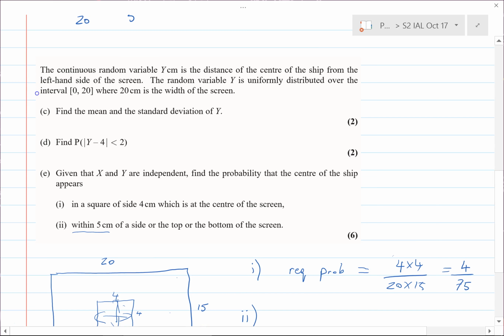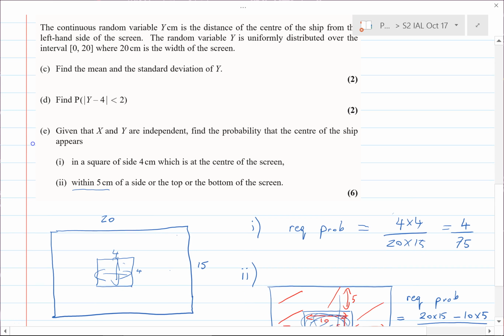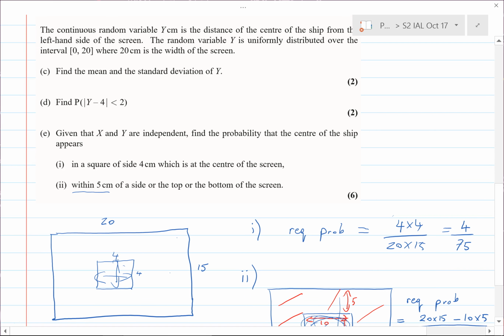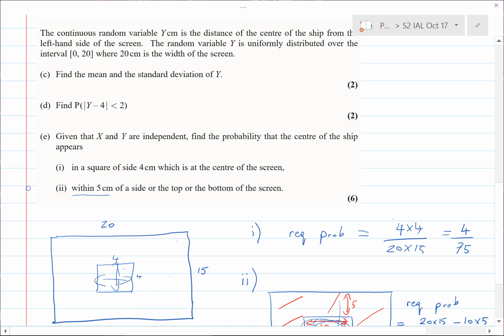Right, now question C and D. I did slightly differently to how the mark scheme has done it. I've used areas basically. It talks about the probability of it being in a square in the middle. I used the fact that it was equally likely to land anywhere on this screen. So I just use the area, because the area of the inside is 4 times 4, and the area of the whole thing is 20 times 15, which is 4 over 75.